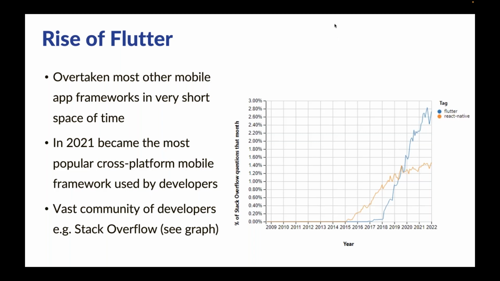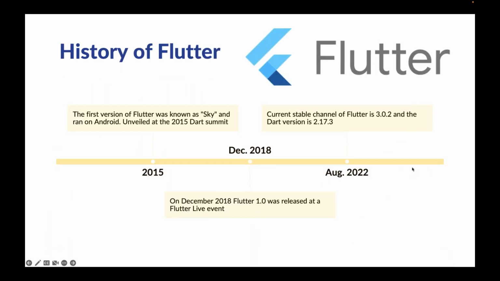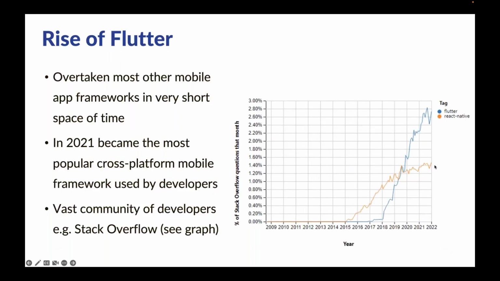So this graph on the right is from Stack Overflow. It's looking at the number of questions in a particular month from 2009 to about 2022, and showing what percentage of them are about certain technologies. We're seeing React Native, which was launched around 2015 and has gone up fairly steadily to about 1.4% of questions on Stack Overflow.